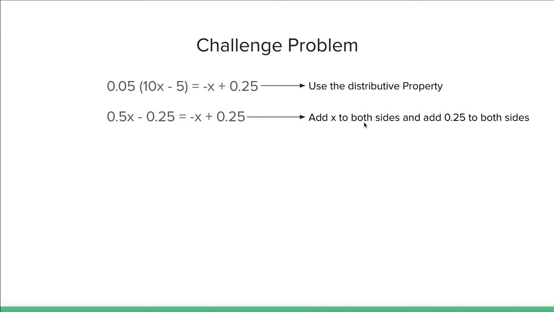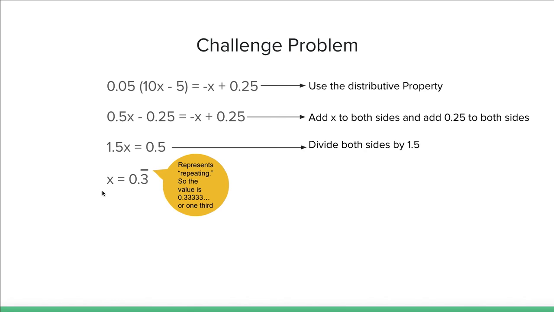The next step is to add x to both sides and add 0.25 to both sides. This is basically doing two steps in one step. After you do that, you end up with 1.5x is equal to 0.5. Then you divide both sides by 1.5, and then you end up with x is equal to 0.3 repeating. And this line here represents repeating. So the value is 0.33333, or just 1/3, in fractional form.